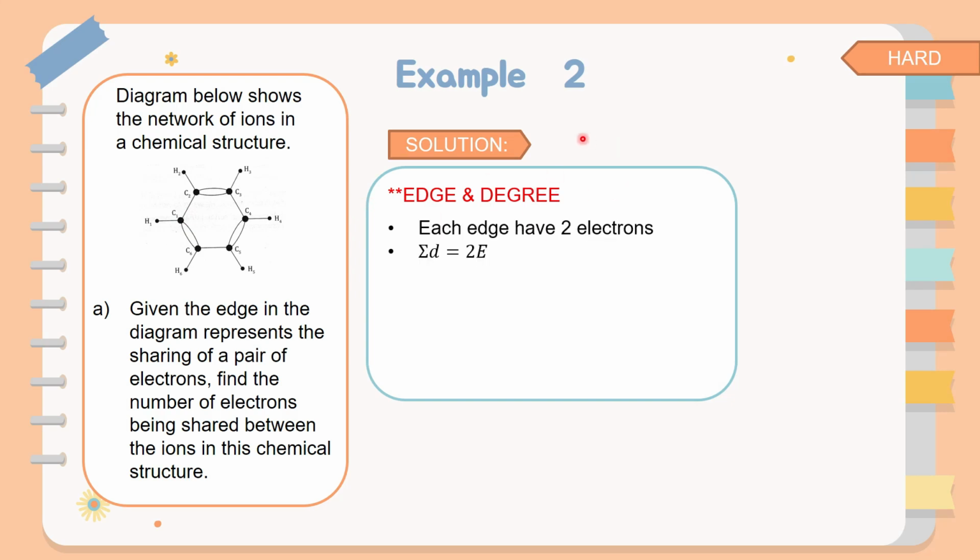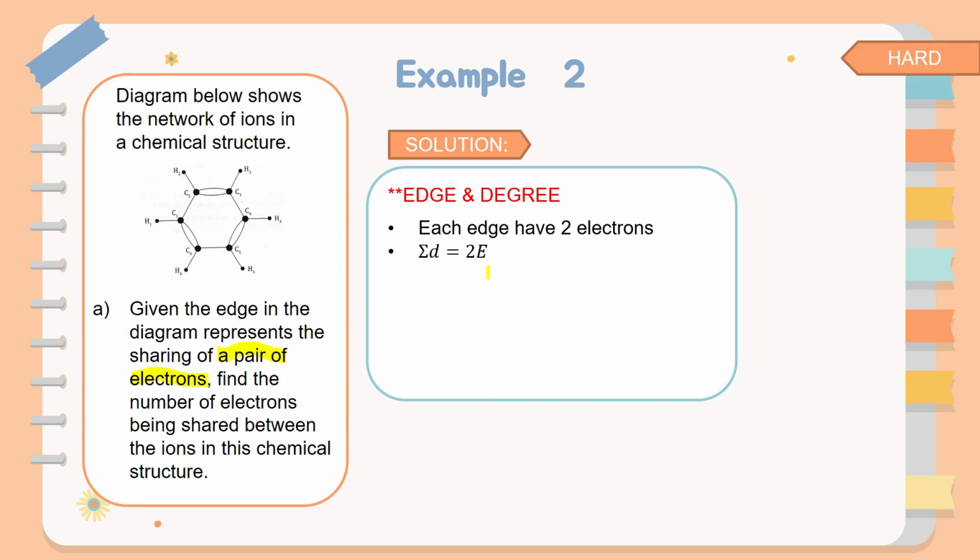Then we know that each H has 2 electrons. The H in the diagram represents the sharing of a pair of electrons. What is meant by a pair? It has 2 electrons, connecting between 2 electrons. That's why we say that each H has 2 electrons.